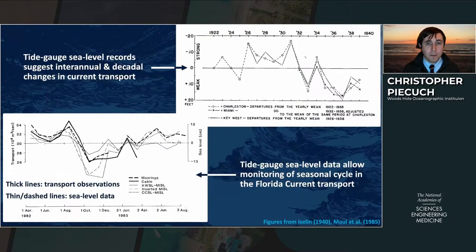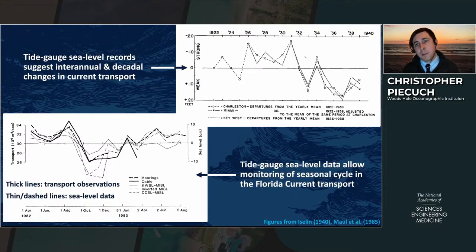Here are two examples. Again, what we're doing is looking at tide gauge records in this southern Florida or Bahamas region versus transport. On the top right, this is results from an earlier paper by Islin. He's plotting sea level data from a few tide gauges along the southeast. Note that sea level was on the y-axis, but he's inverted the axis so that positive values are to the bottom and negative values are to the top. This is because sea level is inversely correlated with transport. And he's interpreting these sea level changes during the 20s and 30s in terms of changes in the Gulf Stream.